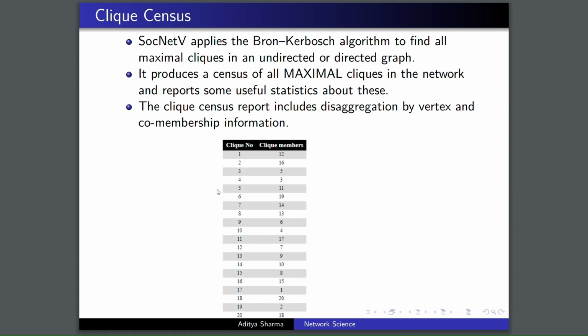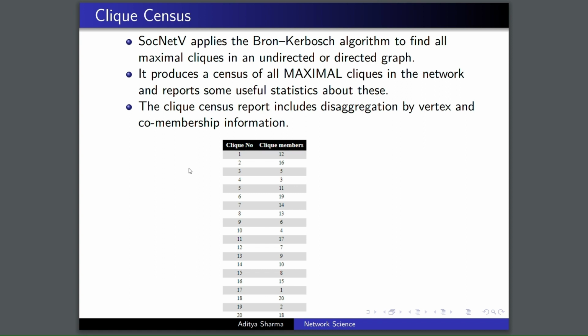So the first one is clique census, finding the tightest groups. In clique census, SocNetV discovers all maximal cliques within a network. A clique is a group of nodes where every node is connected to all other nodes in the group. Maximal cliques are the largest possible cliques within a network. After that, we get a clique census report which provides us with a comprehensive overview of these cliques. That report includes a list of all maximal cliques, like I'm showing one in this example. So it is a list of all maximal cliques that we have identified.